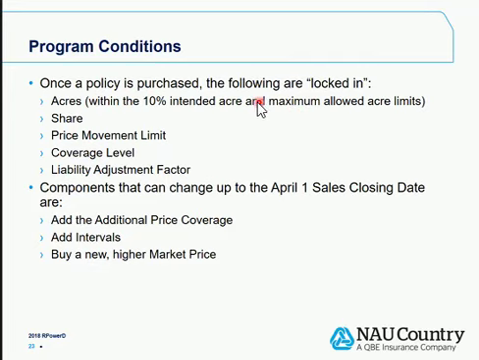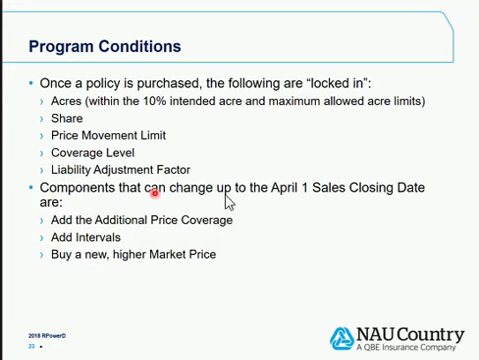Once a policy is purchased, the following are locked in. The intended acres become the acres. The share is obviously the share, the price movement limit. That's it, whether it be 50 cents, 60 cents, whatever, up to, it's actually 10 cents all the way up to $1, I believe, on corn, 20 cents to $2 on soybeans. Liability adjustment factor, those are all locked in when you make your application.